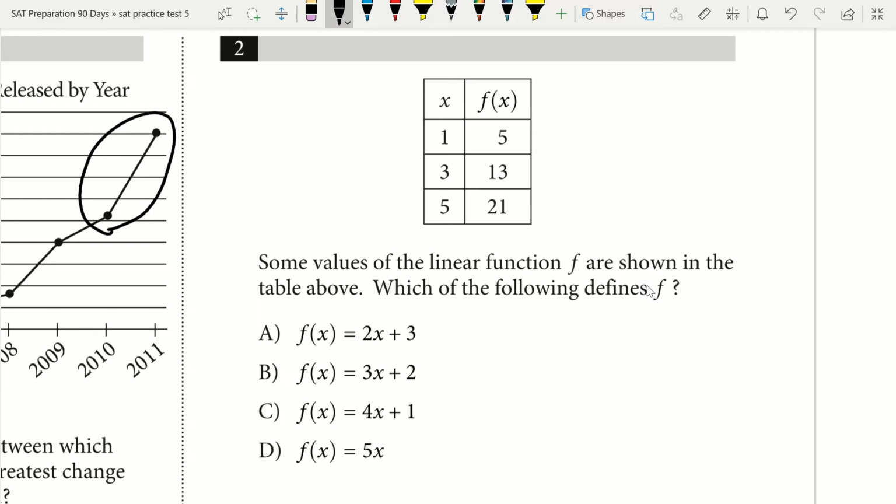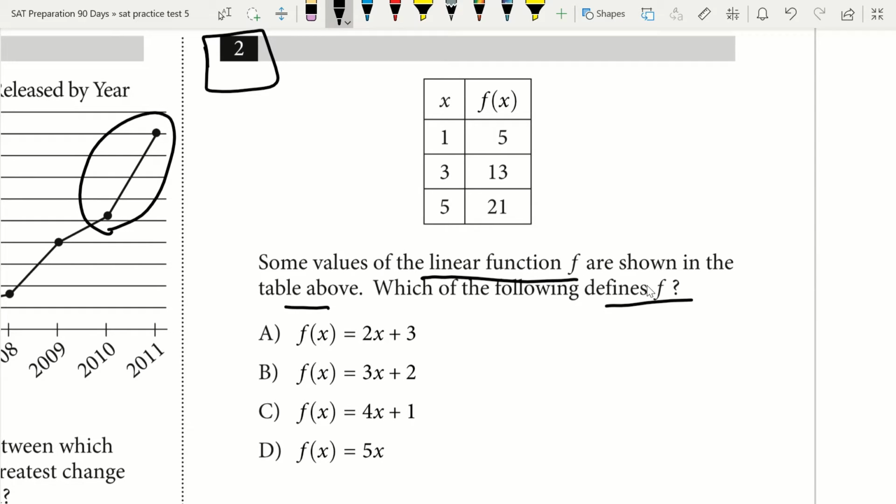Today I have an SAT math tip and trick for you that deals with function tables like the one shown in question 2 from SAT practice test 5. So I'll use question 2 to illustrate my tip and trick here for these function tables. The question states that some values of the linear function f are shown in the table above. Which of the following defines f?